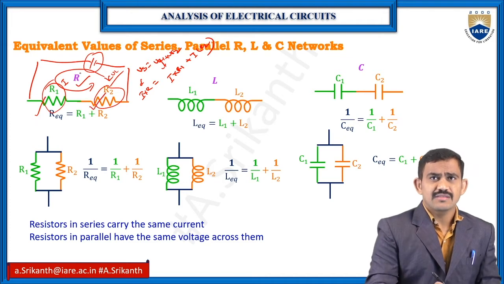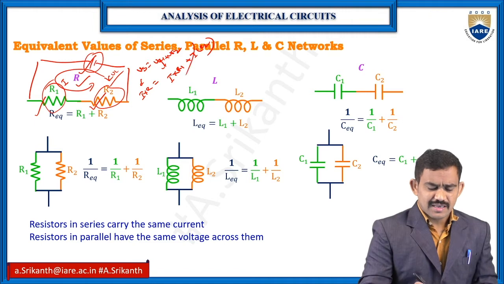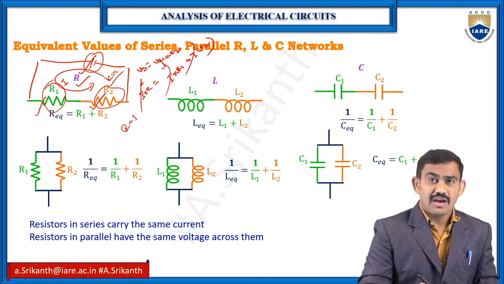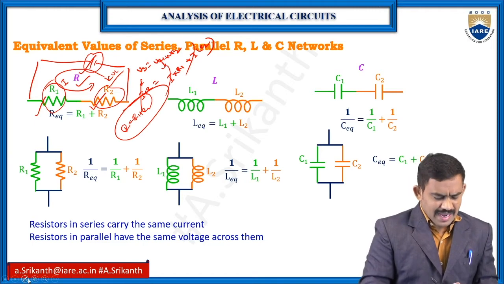Same I, here also same I. Closed loop, only one loop we have, so only one current. So the currents are cancelled. So R equal to R1 plus R2. Simple logic. Same thing for parallel.